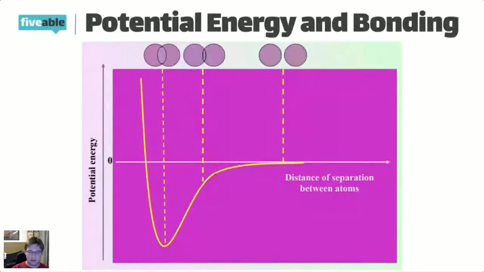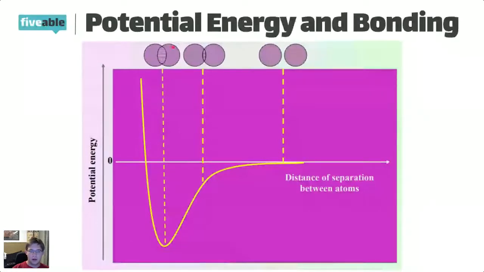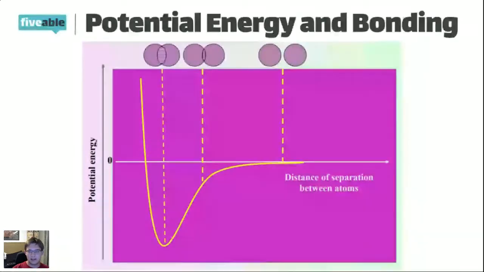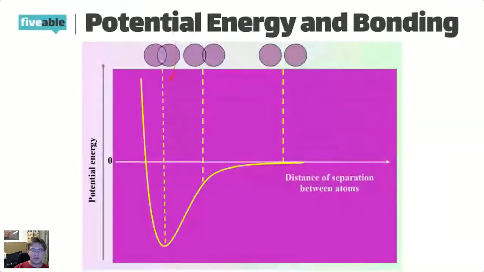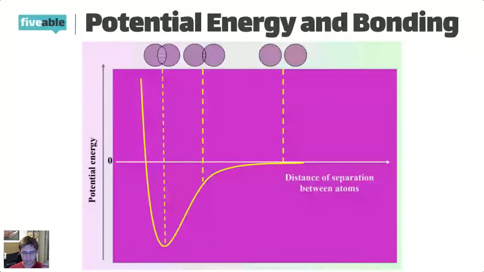When you start getting closer and closer, and then you hit here, right? We hit a minimum point. This is where the bond will occur, right? This is as close as the atoms will get, right? And so the reason for this is that you can see once we reach this point, we start to increase again. And the reason for this is because, remember, the electrons are still swarming around this atom.